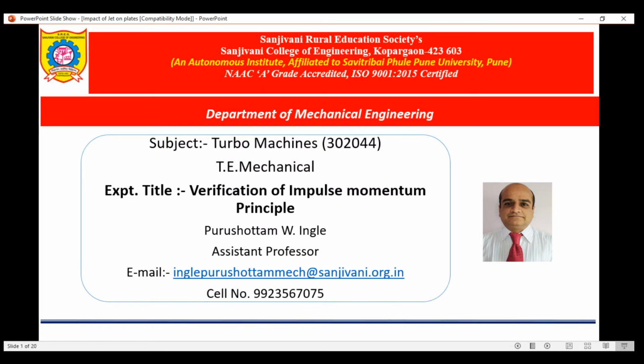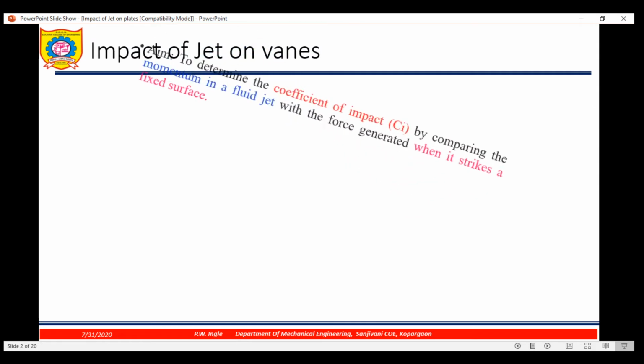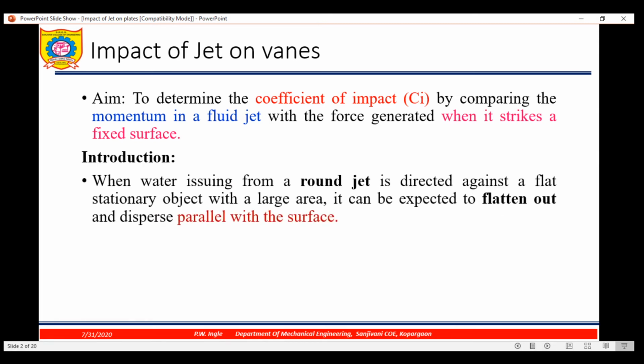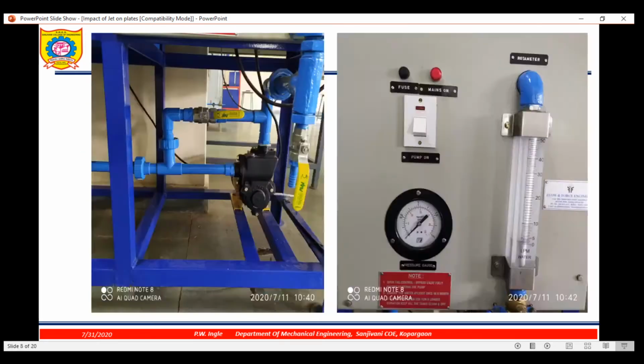So today we'll discuss experiment number 1, that is verification of the impulse momentum principle. We have to verify this principle by determining the coefficient of impact. Now how to determine the coefficient of impact?